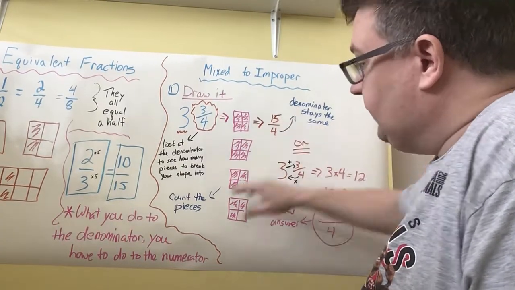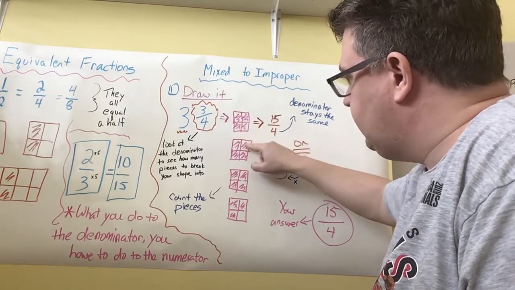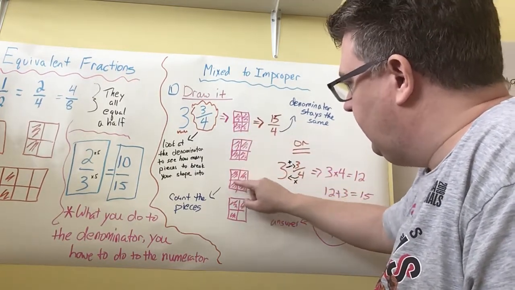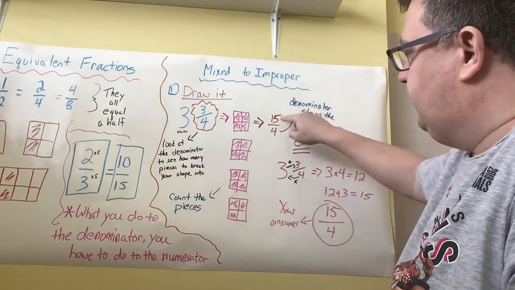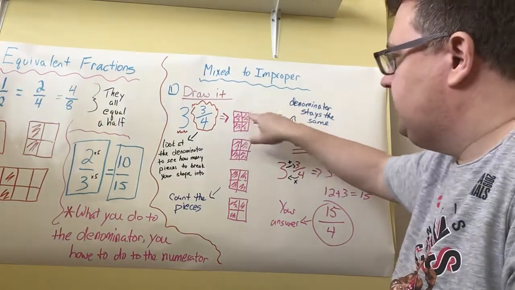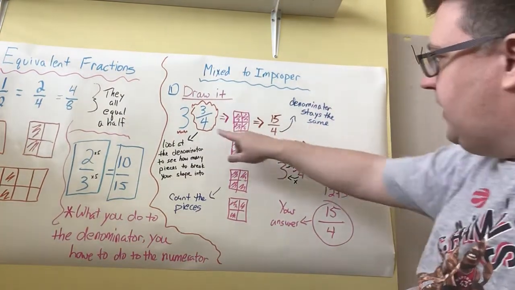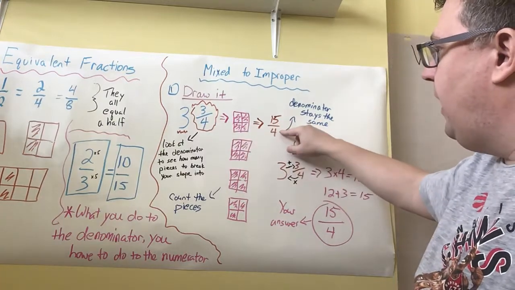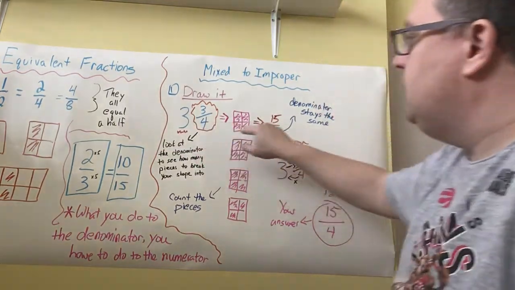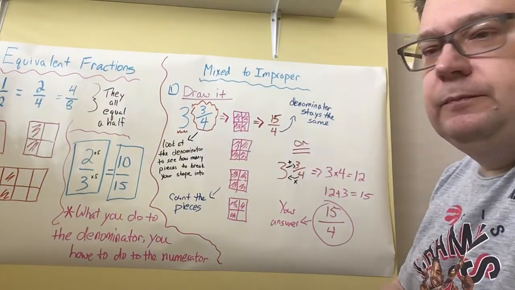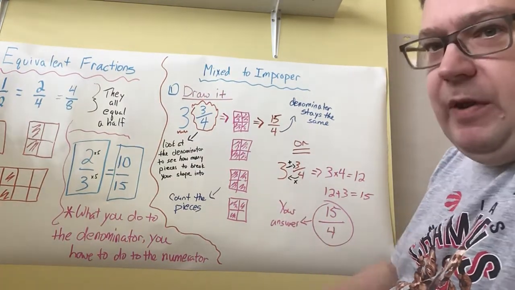So now I need to count the pieces. So I have 1, 2, 3, 4, 5, 6, 7, 8, 9, 10, 11, 12, 13, 14, 15. So I have 15 parts or shaded in pieces, and the denominator stays the same. So because it was 4, I now have 15 over 4. So I've converted my mixed number into an improper fraction. All right. So that's one way of doing it.